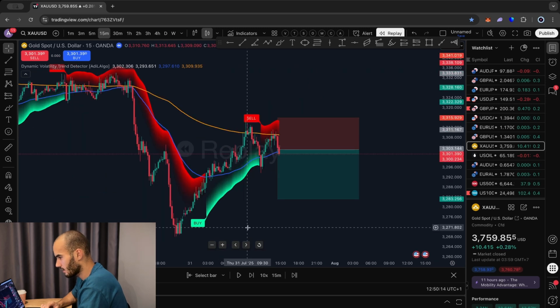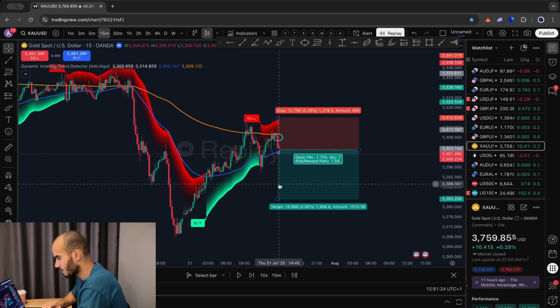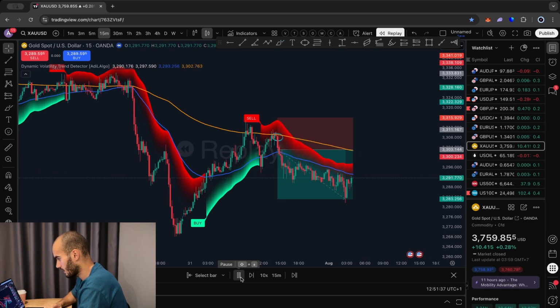Second trade is a sell on gold. Here the price was below the trend line, meaning we were in a downtrend. Then we wait for a pullback to the trend line, and as you can see, after the pullback a bearish candle is formed. So this was our entry. Stop loss was placed above the swing high with a 1 to 5 risk to reward, and as you see, the take profit hit cleanly.